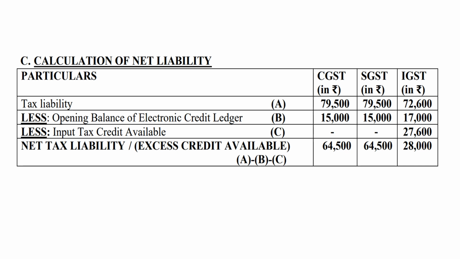For net tax liability, excess credit available, A minus B and C: 79,500 minus 15,000 is 64,500. Then 72,600 minus 17,000 minus 27,600 gives you 28,000. This is the way you solve your problem sum, and this is our calculation of net liability. Here we just have a liability to pay, we don't have any excess credit available, so there is no need of any adjustments. That's why we are not doing the adjustment column in this problem sum. So this is our solution for problem number 3.